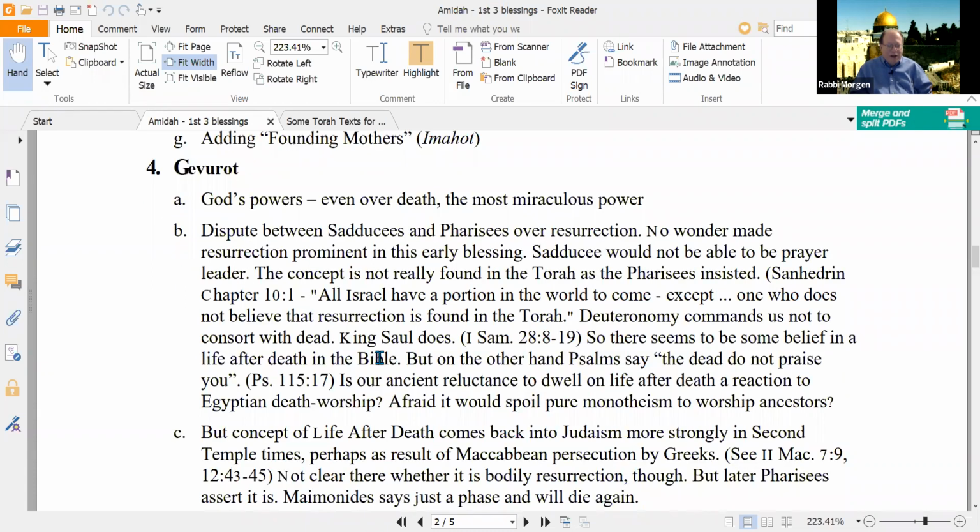This idea is repeated several times in this blessing, Mechaye Meitim. And the reason is because this comes from a dispute between the Sadducees and the Pharisees over the idea of resurrection. The Pharisees believed in resurrection, the Sadducees didn't. And the Pharisees wanted to pound home the idea that we must believe in resurrection, that God will reconstitute our bodies, restore our souls to our bodies when the world is at peace and the Messiah has come.